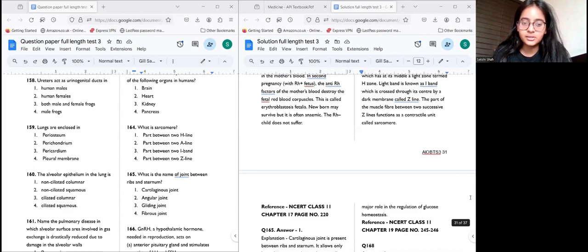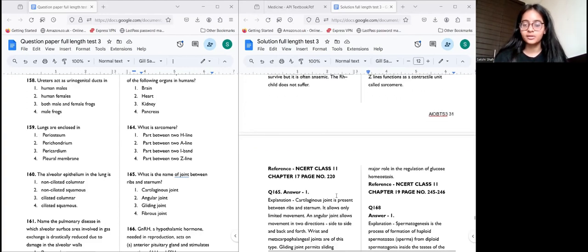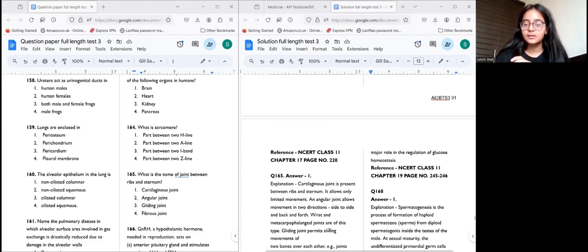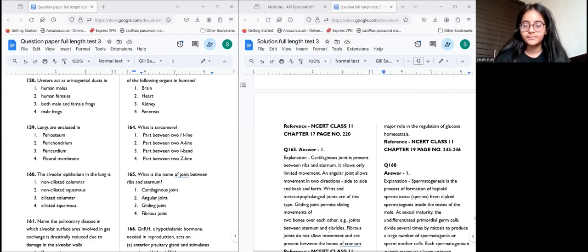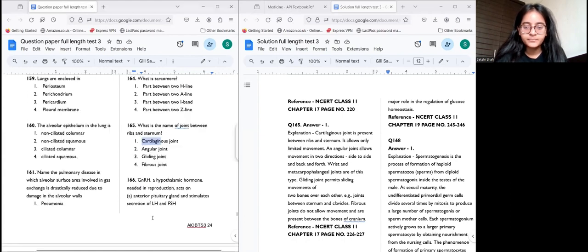So now if we go to the joint that will be formed anteriorly or on the ventral side, what will it be? It's a cartilaginous joint. Why is it a cartilaginous joint? Because the ribs and the sternum are not directly connected. They are connected by the cartilage. Okay. So that is why since it's a cartilaginous joint and not a synovial joint, it provides only limited movement. Okay. Now the answer for 165 will be answer number 1.